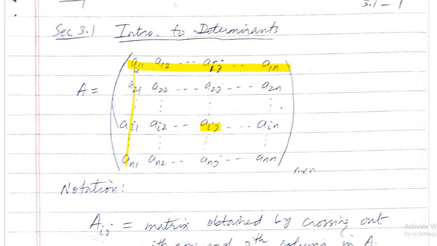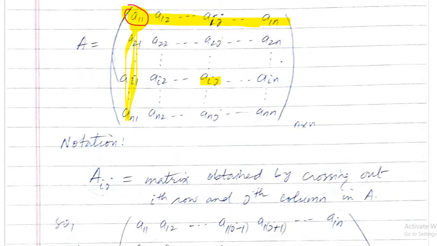So what we do is, by that row, we delete the row and the column of this entry, right? Let's say we pick this entry and we delete the row and column of this entry, and the remaining is called the cofactor, right? So that is a matrix which we can call capital Aij. Capital Aij means the matrix obtained by crossing out the ith row and jth column, right?